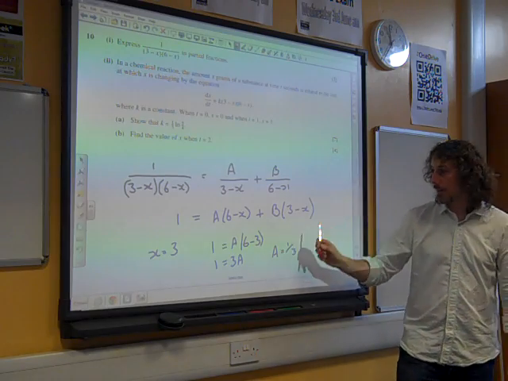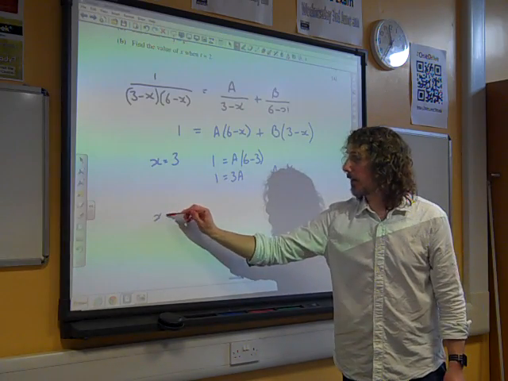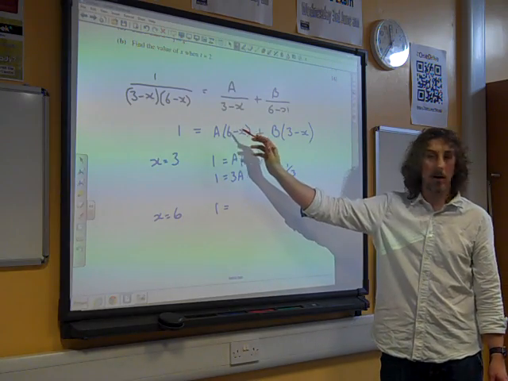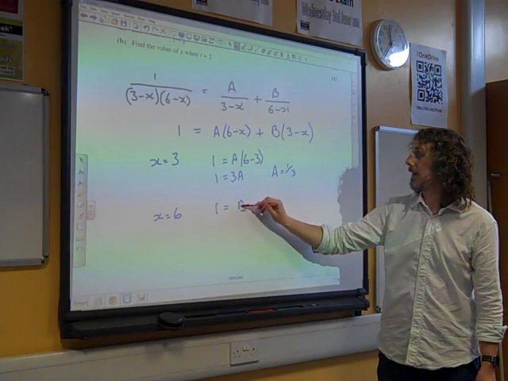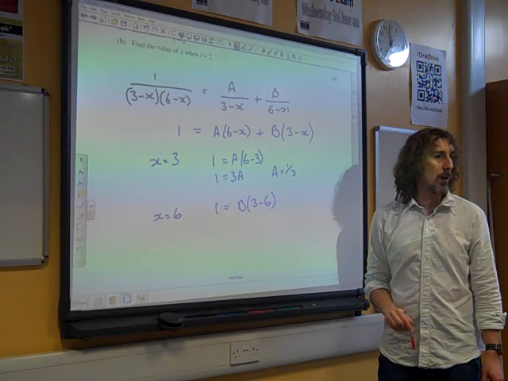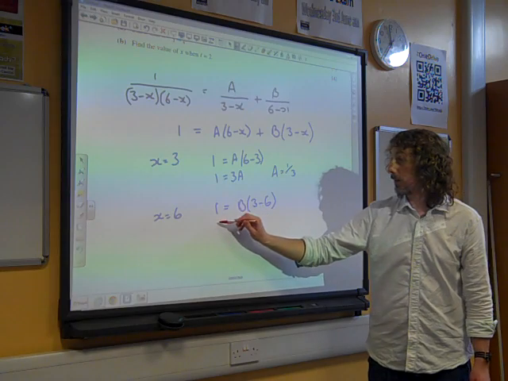And the other value that works is 6, so we're going to sub 6 in, x equals 6. 1 equals a times 0 plus b times (3 minus 6). So we get b as being minus a third.